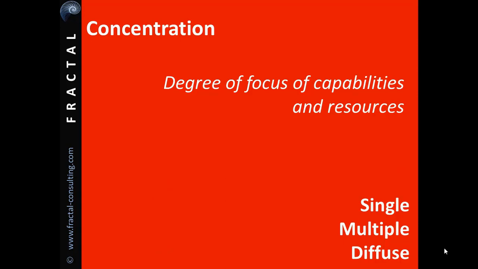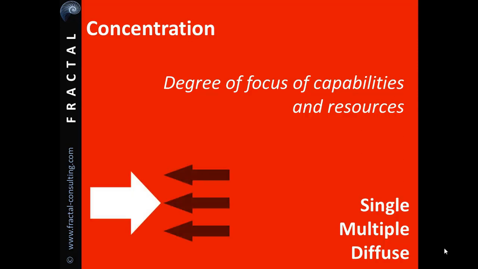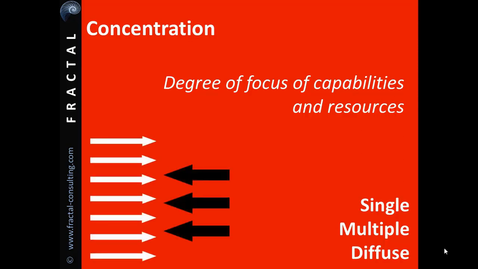The other way of looking at power is concentration, which is the degree of focus of capabilities and resources. So given all the strength that you have, there are choices about how you distribute it across different goals and objectives. So the total strength is important, but also how it's applied, how much it's concentrated or spread out. Each actor can concentrate on one thing, or several things, or many things. And each actor has the same choices: single, multiple, or diffuse.